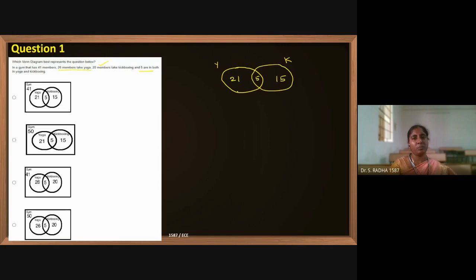Now if you see the universal set, all this addition will become the total count in the gym, which is 41 members. This satisfies. Now which of these options gives the appropriate Venn diagram? So 21, 5, 15: yoga comes 21, kickboxing comes 15. So option A, the first option, is the correct answer. The other options don't tally with the total count. Even if they tally the total count, yoga is written 26, which is wrong, and kickboxing written 20. The common region is not subtracted, so the total count is not satisfied.